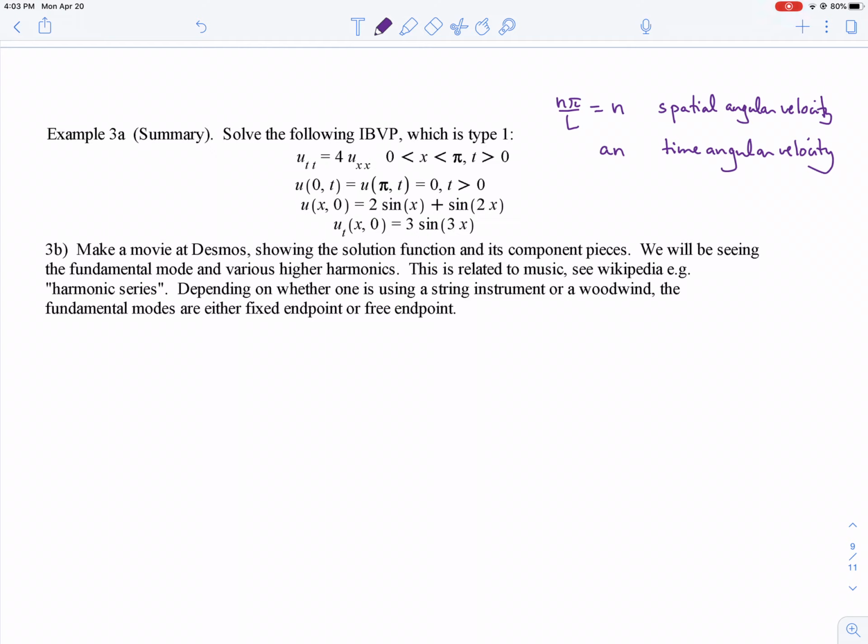Okay, and I did a combined initial boundary value problem. It is type 1 with fixed endpoints. So our spatial functions will be sines and not cosines, but you could do the analogous problem for a type 2. Our speed is 2 because a squared is 4.